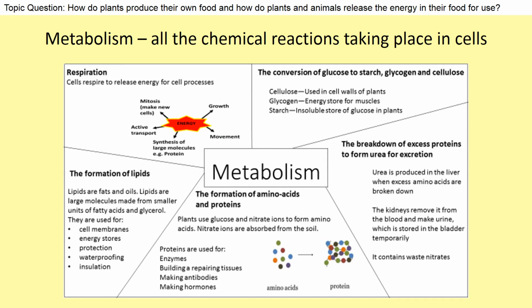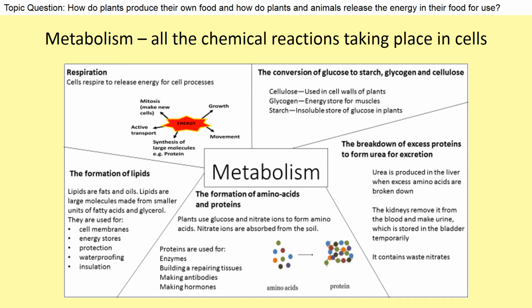The breakdown of excess proteins to make urea for excretion, that is another example of metabolism, another example of chemical reactions taking place in cells. Production of amino acids and production of proteins, again, another example of metabolism. So metabolism is either the building up or breaking down as these chemical reactions take place. And you can see there's a list of lots of different things that proteins might be used for in your body. Enzymes, your muscle tissues, making antibodies and making hormones.